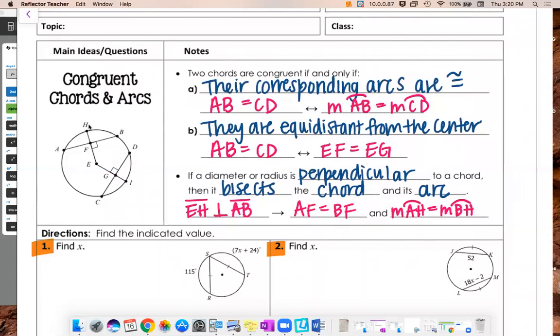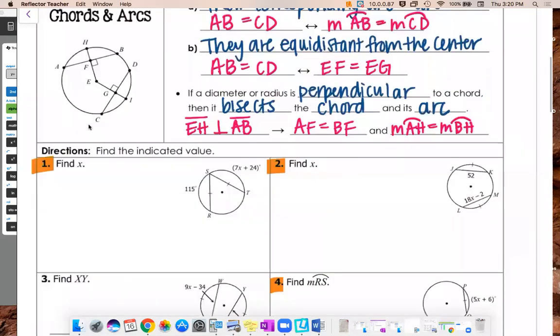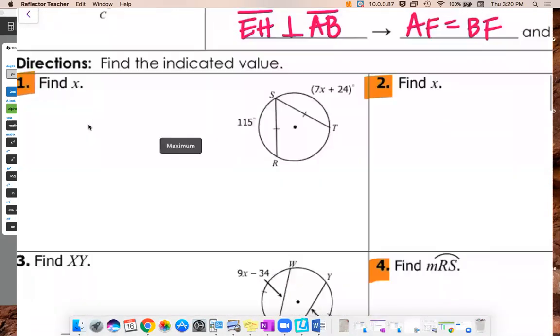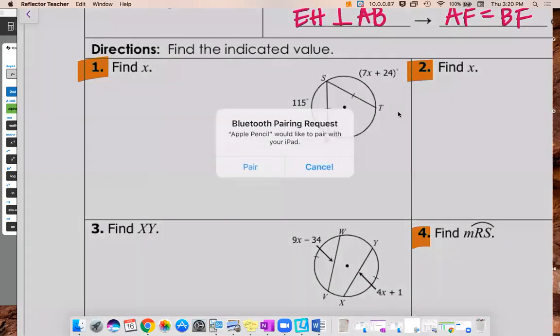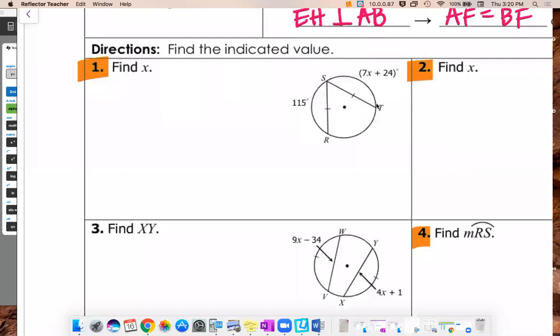So that's all the information we're going to use to do these problems. And I'm just going to walk you guys through some. So we're just going to find the value in this one. So it says find the indicated value. So what we see at the moment is you have two chords that are congruent to each other. And so what that means is that these two arcs also have to be congruent to each other.